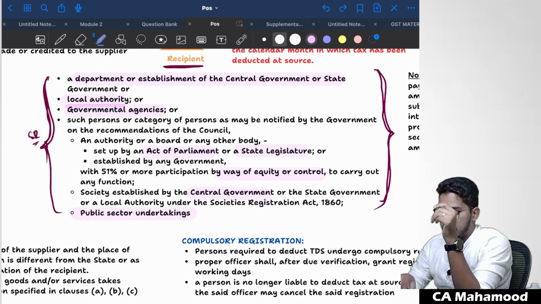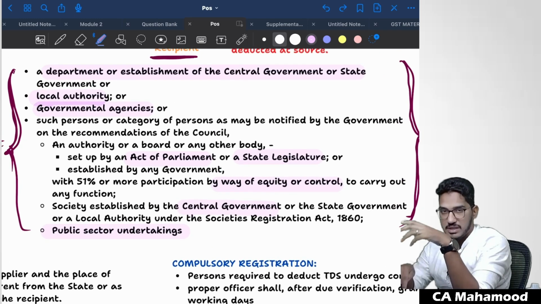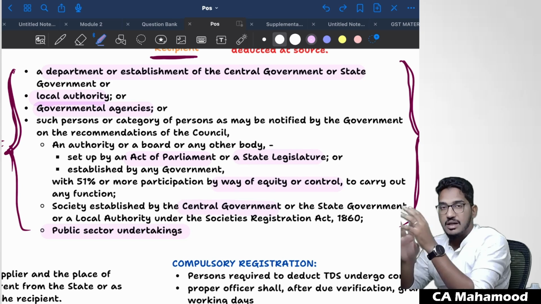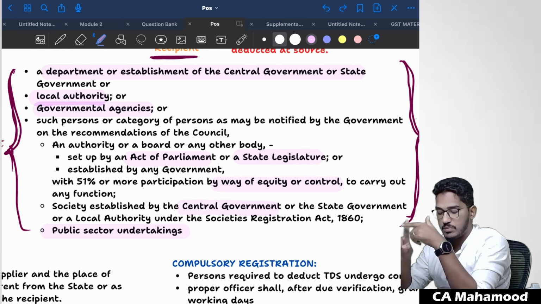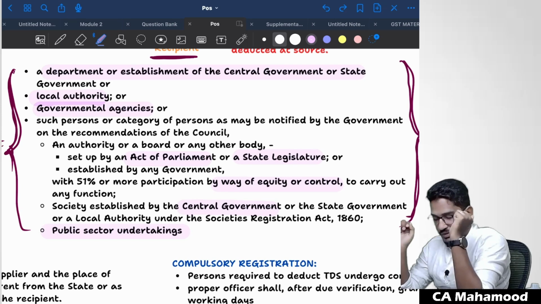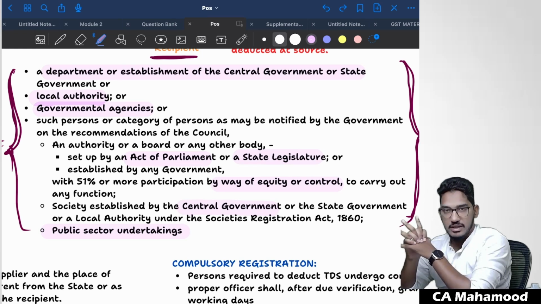So if someone is making a taxable supply to these recipients, which recipients? Once again, repeating: a department or establishment of the central government or state government, local authority, government agency, or any other person as may be notified by the government. And who are actually notified? An authority or a board or any other body which is set up by an Act of Parliament or state legislature or established by any government, in which 51% or more participation is by way of equity or control to carry out the functions. And any society which is established by the central government, state government, or a local authority under the Societies Registration Act, and any other public sector undertaking.